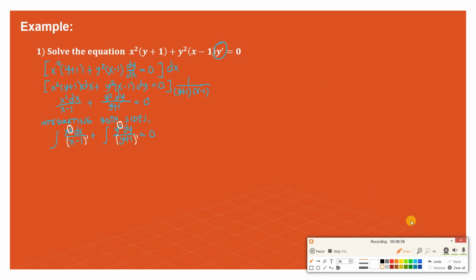So, it means improper siya. So, pag improper, we need to divide. So, paano natin i-divide? We're going to use long division process. Kung ayaw nyo naman, you can do also factoring.